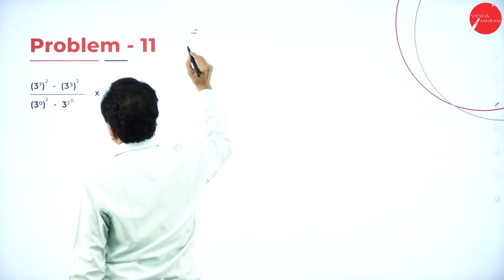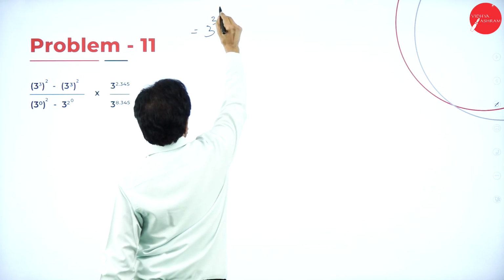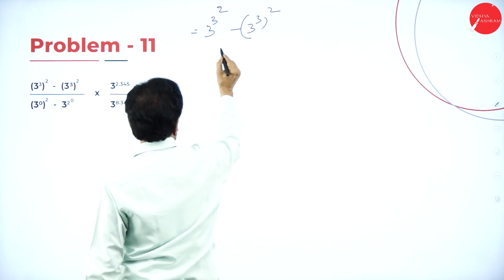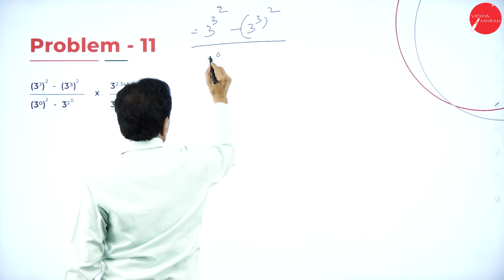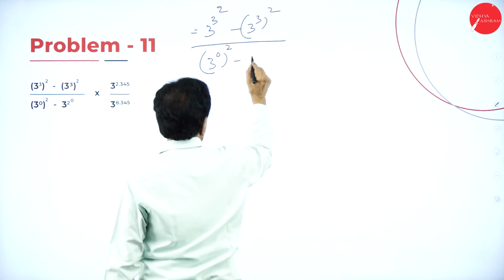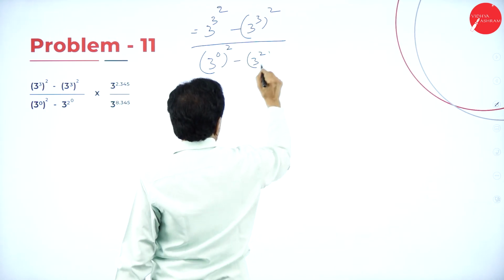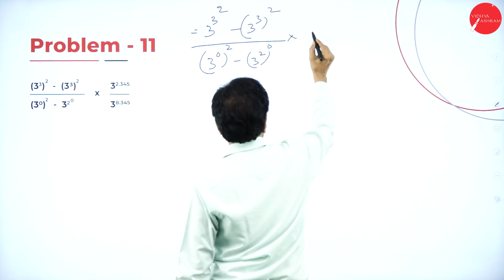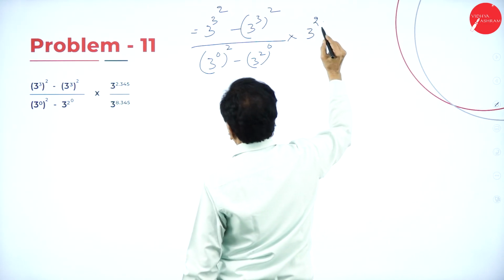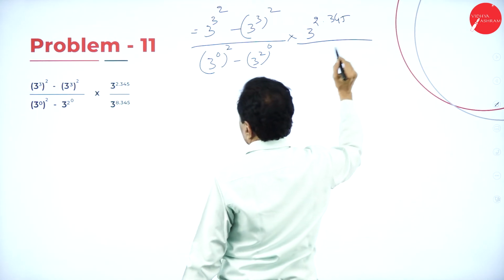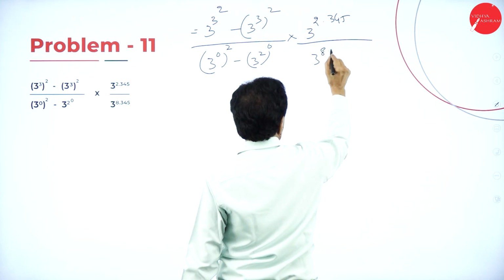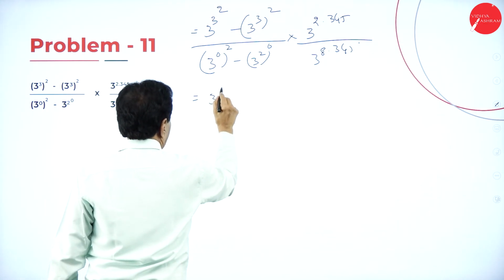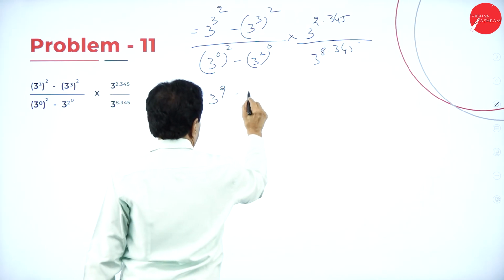The problem is 3 to the power of 3 whole square minus 3 cube whole square, divided by 3 to the power of 0 whole square minus 3 to the power of 2 to the power of 0, into 3.345. This is 3 to the power of 9 minus 3 to the power of 6.